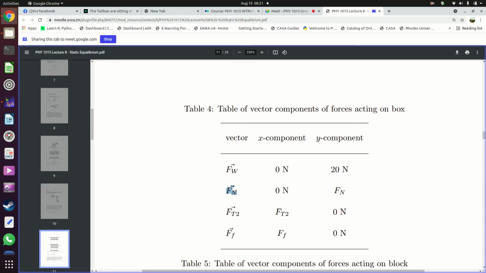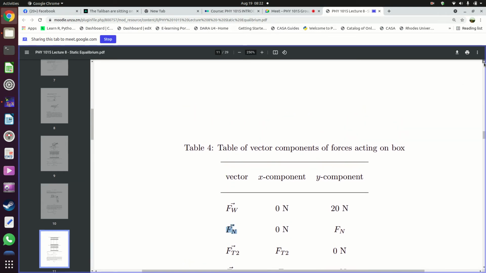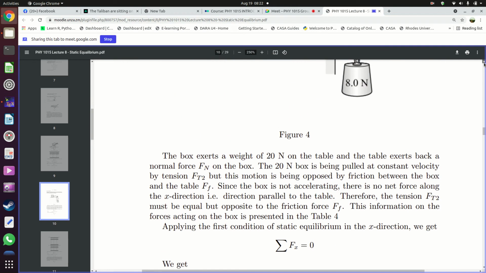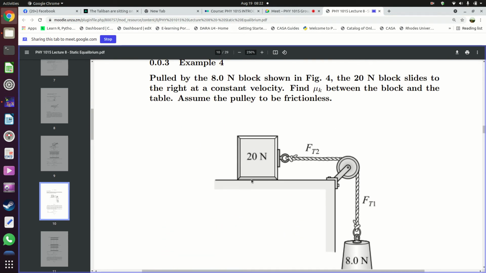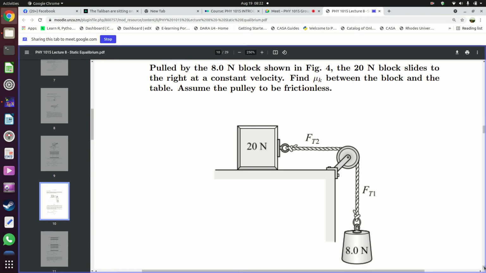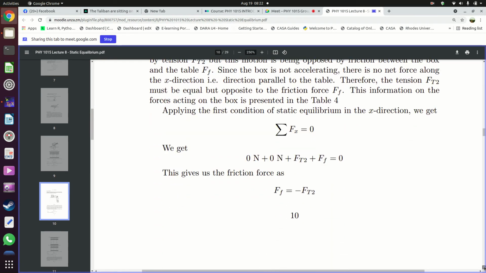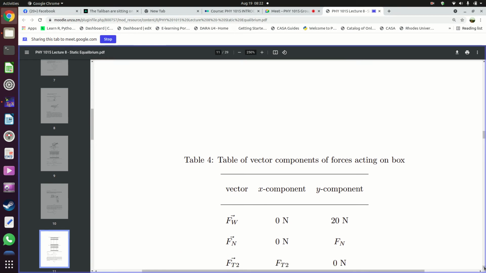Then the normal force. The normal force is the reaction which the table is going to push against the box. So when the table pushes against the box, the normal force is going to be pointing up. When the normal force is pointing up like this, and you have your xy plane, the angle from the positive x-axis to where the normal force is, is going to be 90 degrees. So in that case, your normal force is going to be equal to whatever your normal force is.